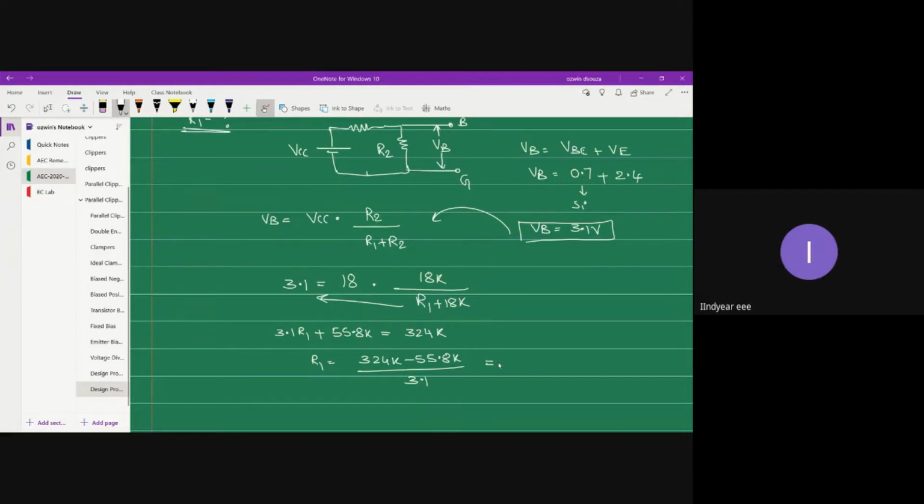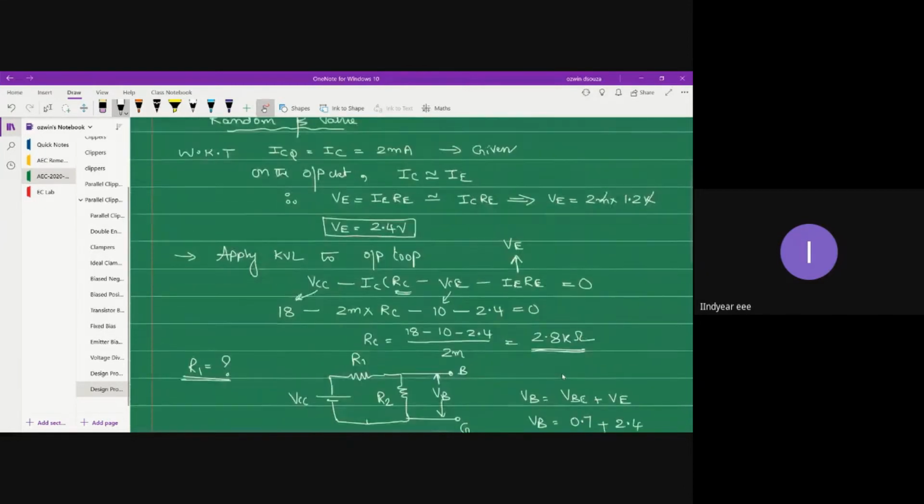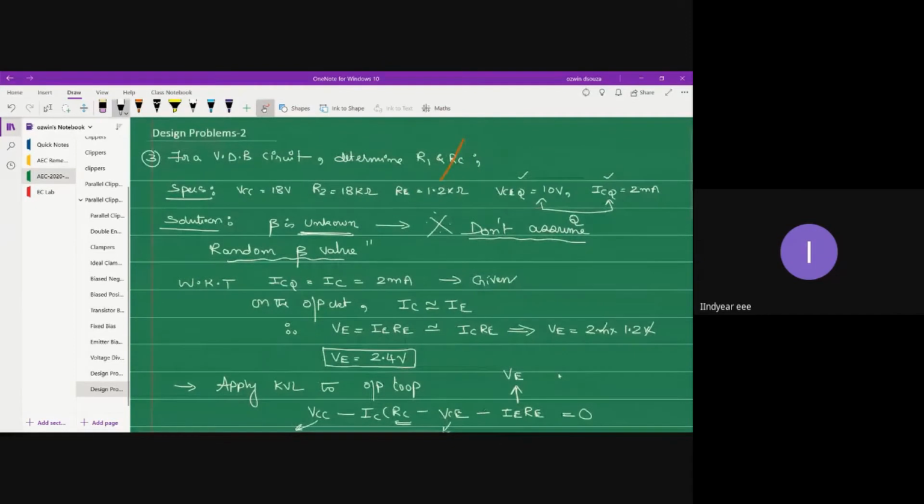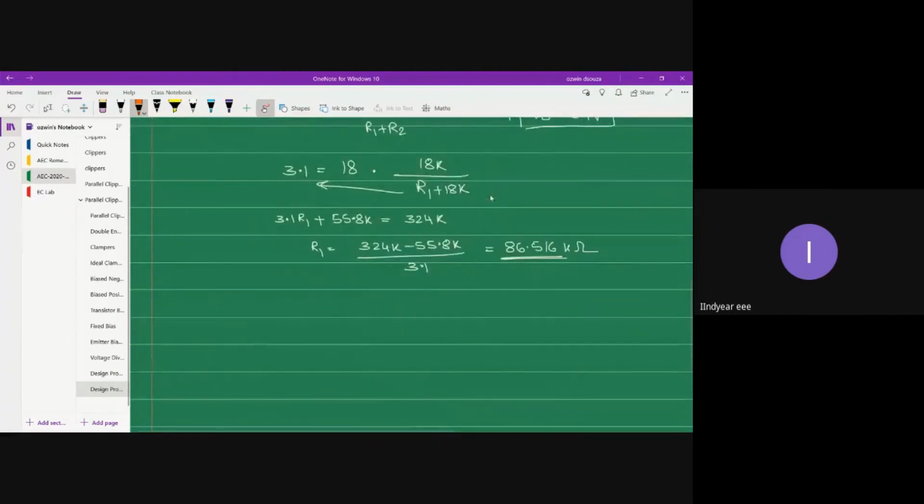86.5 kilo. Okay, let me just check. It is 86.52, right? 86.516. Yes, sir. Okay, 86.516 kilo ohm I have got. Just check. No problem. If you get any different answers, it's okay. You can cross check on this. So that's all. R1 also we have found. So that completes the problem.